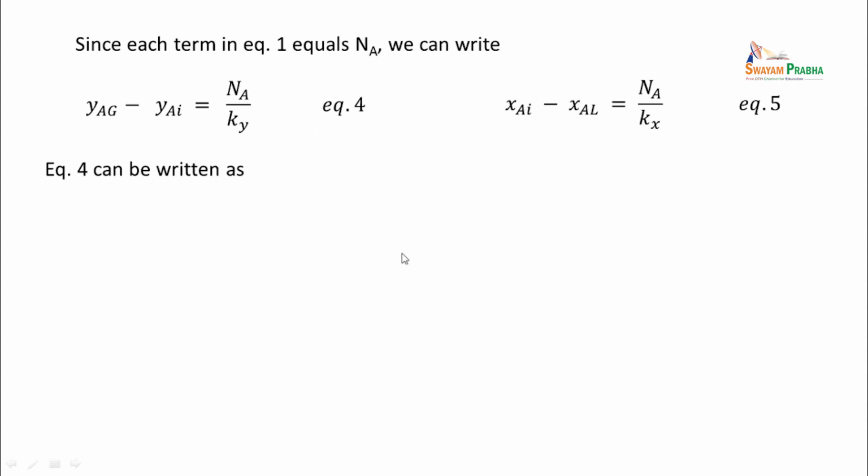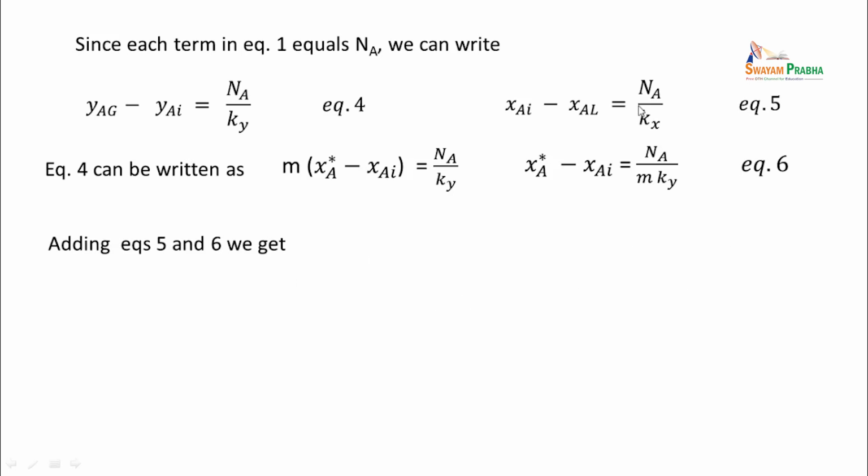Equation 4 can be written as, we are replacing this with the liquid side concentrations. M times Xa star is Yag, M times Xai is Yai, therefore M times Xa star minus Xai is Na by Ky. Similarly, Xa star minus Xai equals Na by Mky. We'll call this equation 6. This is just dividing both sides by M.